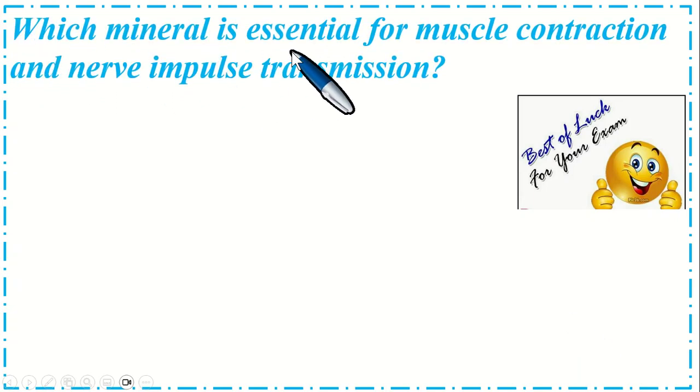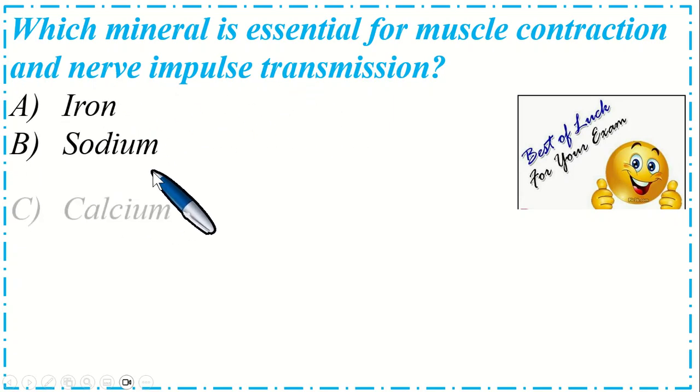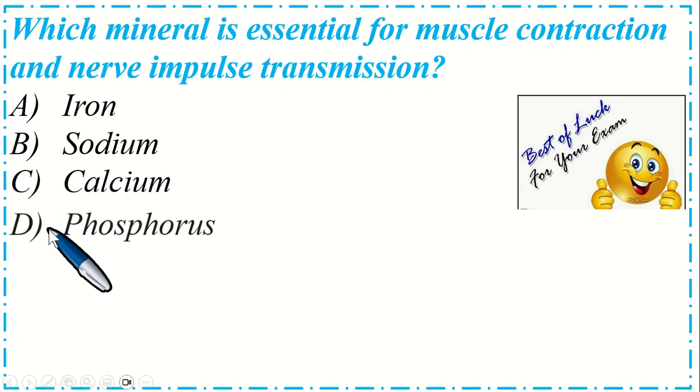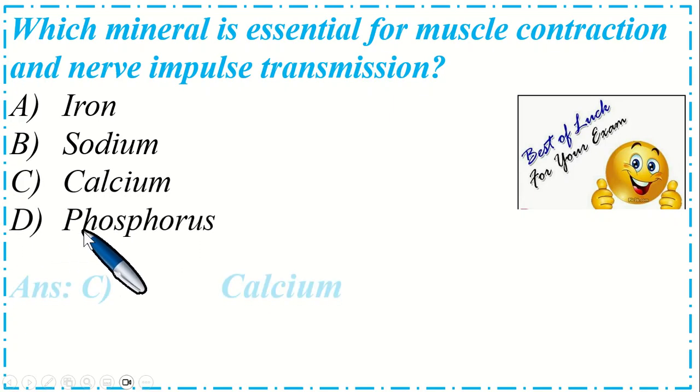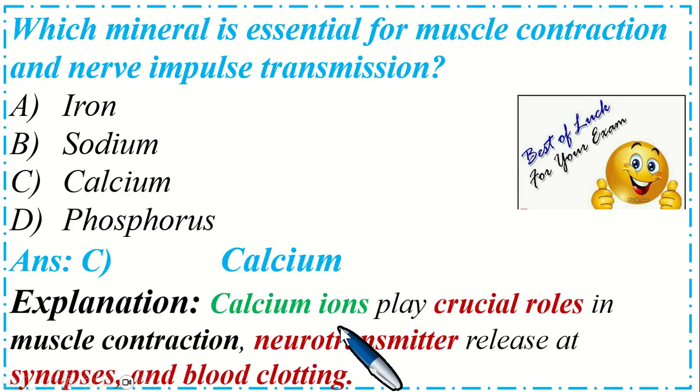Which mineral is essential for muscle contraction and nerve impulse transmission? Option A, iron, B, sodium, C, calcium, and option D, phosphorus. So the correct option is C, calcium. Calcium ions play a crucial role in muscle contraction, neurotransmitter release at synapses, and blood clotting.